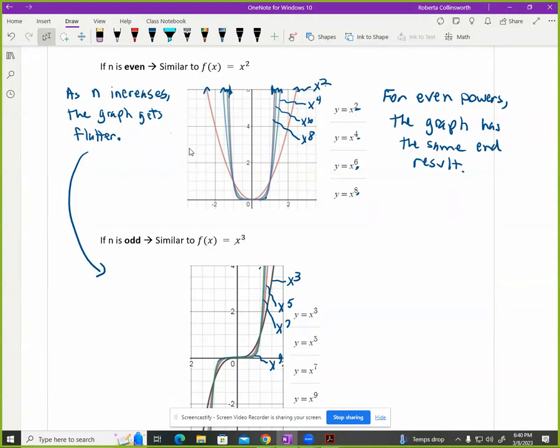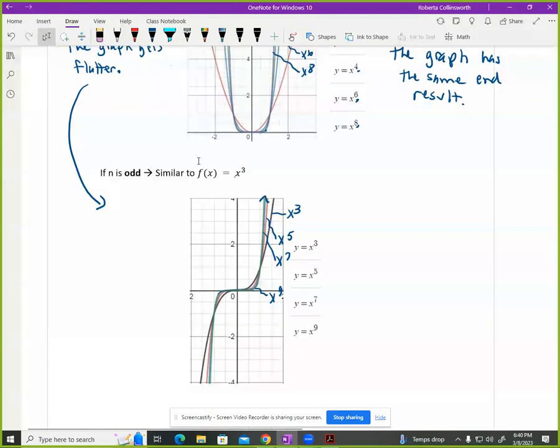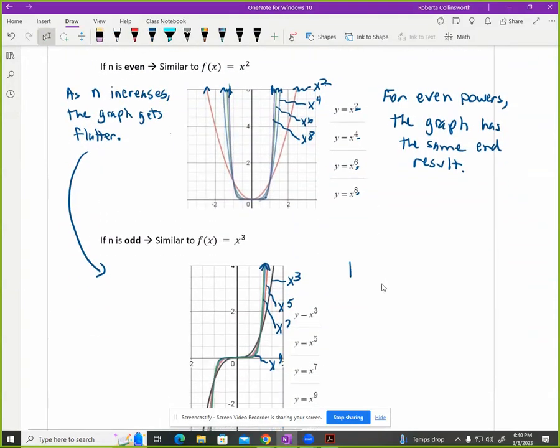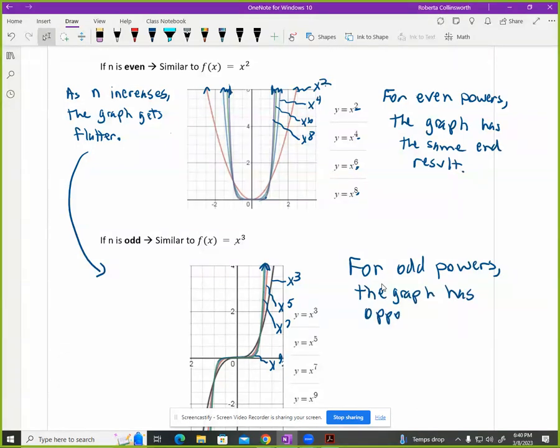So the same thing happens. But also notice that I do not end up in the same part. Here I'm going down, here I'm going up. All of this was up and up. So for odd powers, the graph has opposite end results. This is down, that's up. Those are opposite.